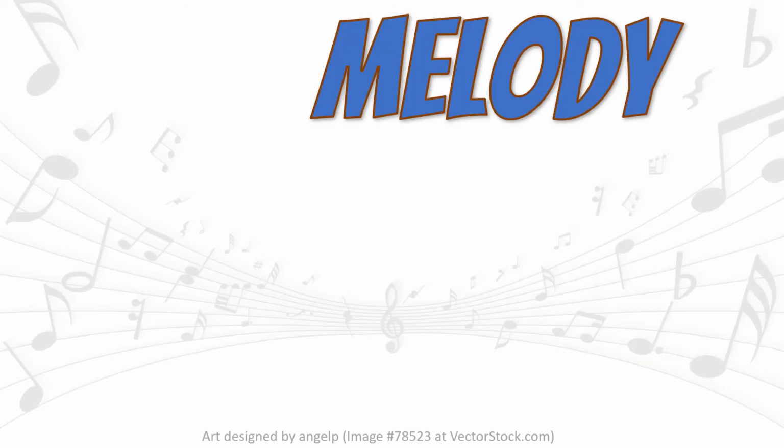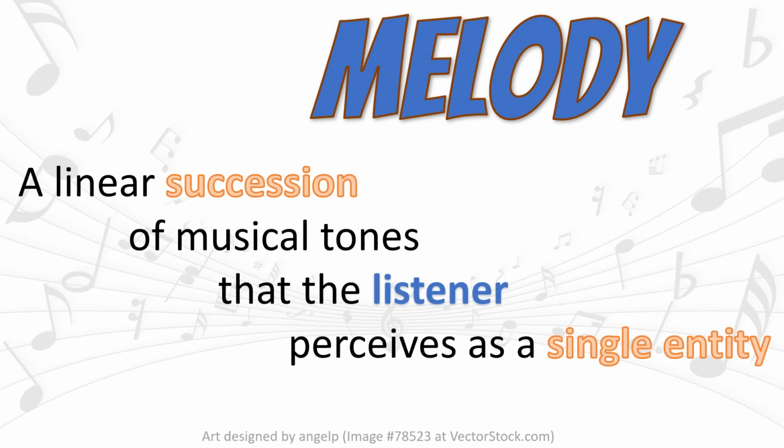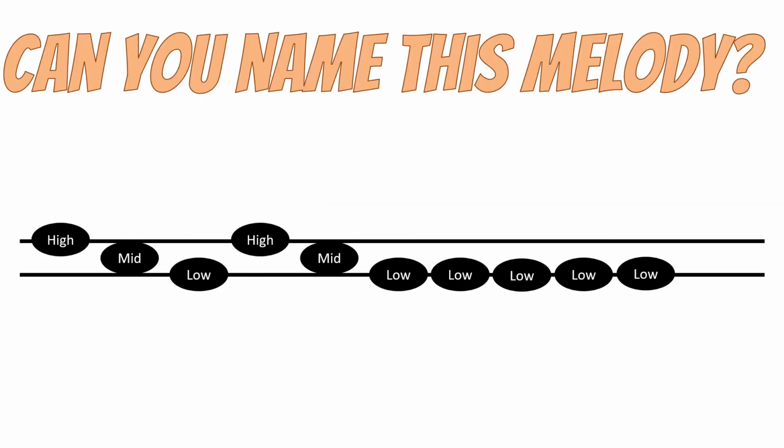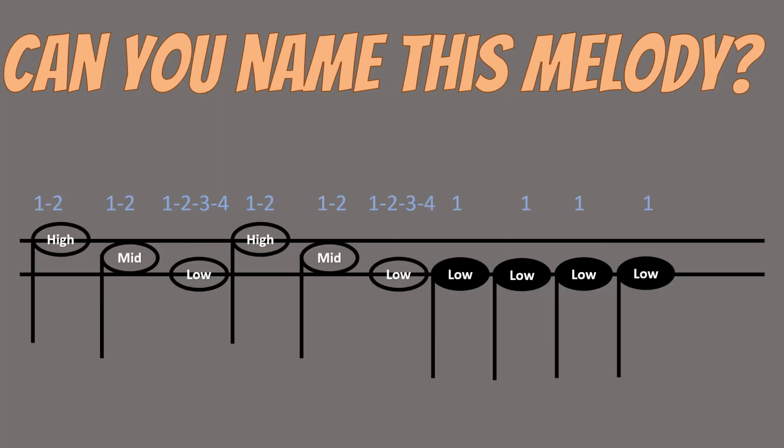So, if you string notes together and include the pitches, you get a melody, which can be defined as a linear succession of musical tones that the listener perceives as a single entity. But without the right timing, a song might be hard to identify. Can you name this melody? High, mid, low, low, low, low, low. I'll do it again. High, mid, low, low, low, low, low. It's a little hard. Maybe you were able to do it, but if I assign lengths to the notes, you might be able to tell what song it is a little easier.